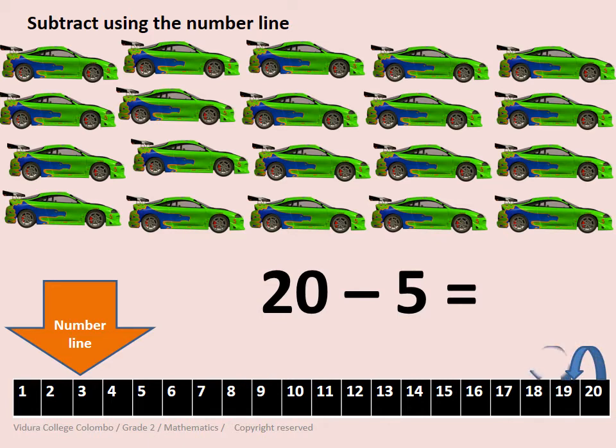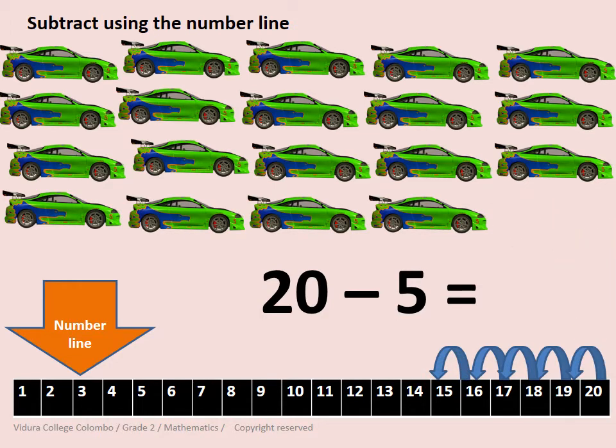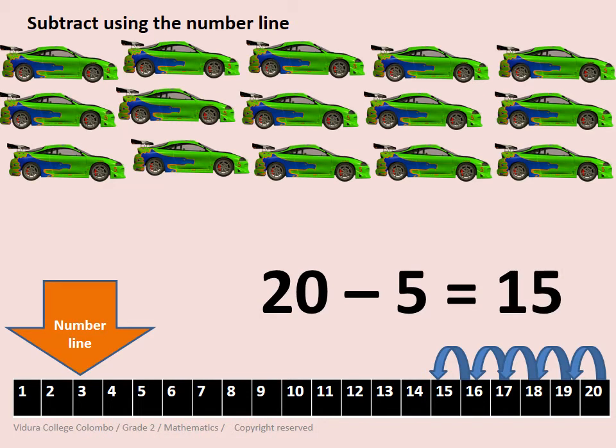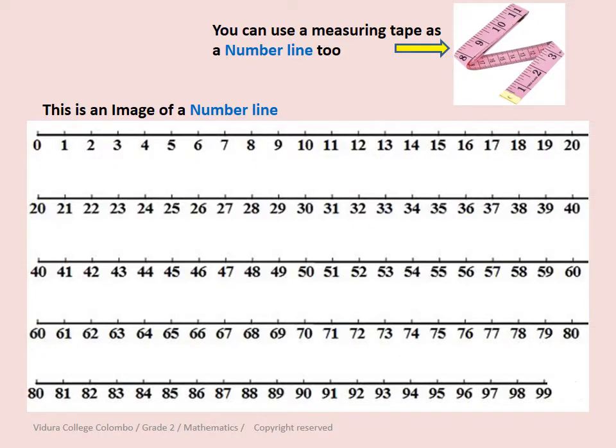1, 2, 3, 4, 5. We stop at 15. Now let's see whether we are correct. We have 15 cars left. So the answer, 20 minus 5 equals 15. This is an image of a number line. You can also use a measuring tape as a number line too.